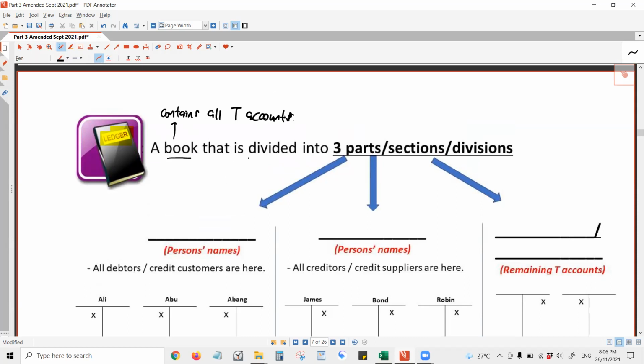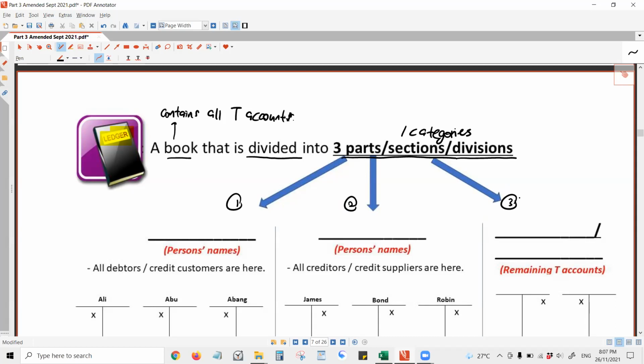And furthermore, the book is divided into 3 sections. Or you can call them categories. So 1, 2, 3. This book contains all the T accounts, and then this book has 3 sections.